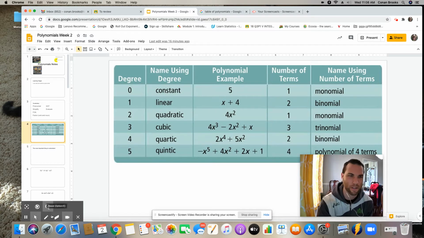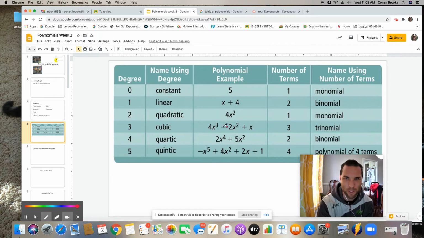Here is your vocab chart right here. Okay, so 5 is a constant because it's actually x to the 0, which means the degree is 0. And it is a monomial because there's only one term. Okay, but it's right here. There's two of them, and it's a binomial. And you might remember this as like mx plus b, so it's linear, and we've worked with linear before.